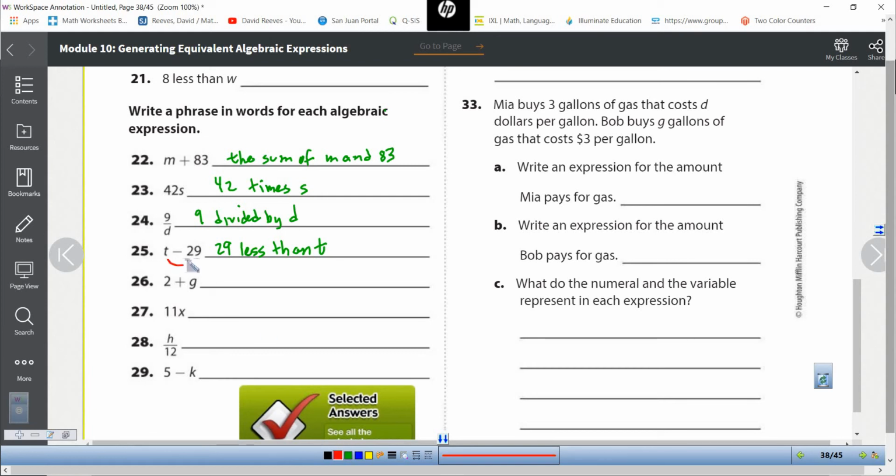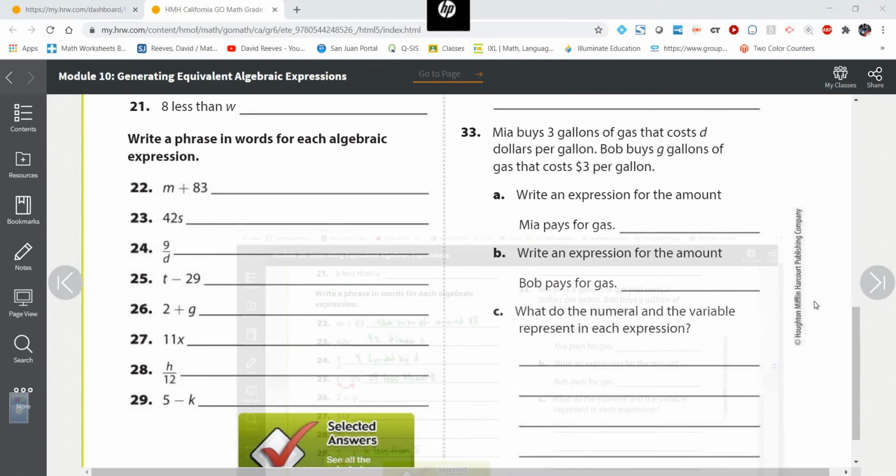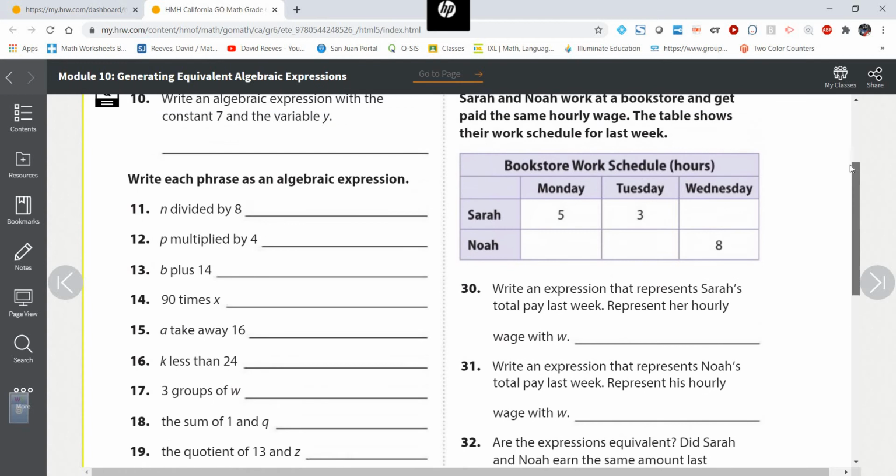Again, when you have "less than," the order switches around. 29 less than T. This one could be the sum of 2 and G, the product of 11 and x, the quotient of H and 12. This one right here, I really want you guys to understand this. K less than 5. Again, we're going to use that word "less than," and we're going to switch the order around. Okay? A few more problems, and then we're going to be done.